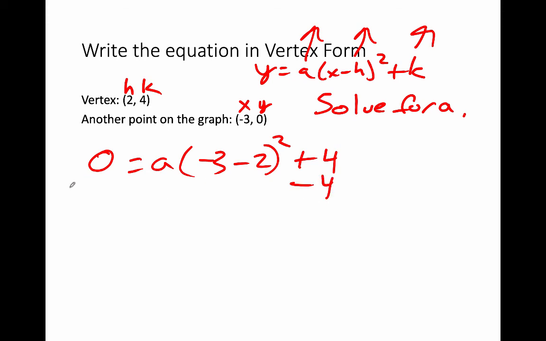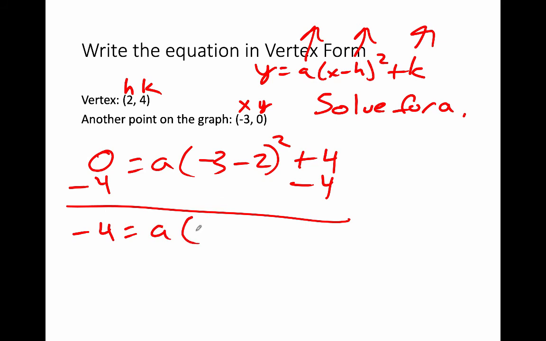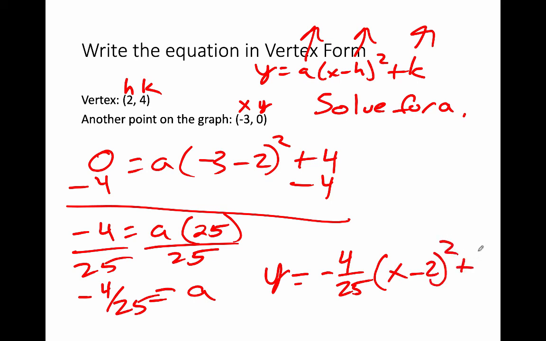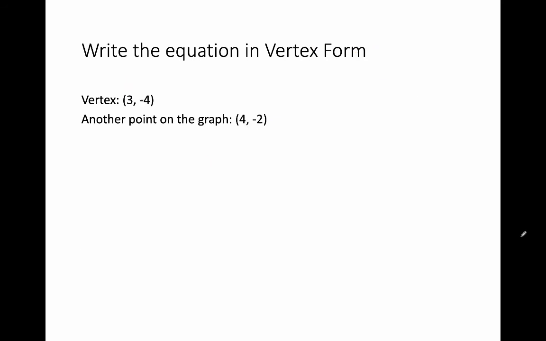I'd move this over. I'm trying to get a by itself. A times -5 squared. 25. Divide by 25. A is -4 25ths. Y equals a times x minus h squared plus k. There you have it. Same thing. I would pause it if I were you. Give this a try. H, k, x, y.